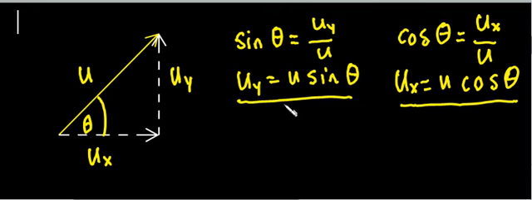Now, if you do forget about these expressions, what you can do is just redraw this little triangle in your working, and then you can work out that the vertical velocity is sine theta, and the horizontal velocity is going to be associated with the cos theta.